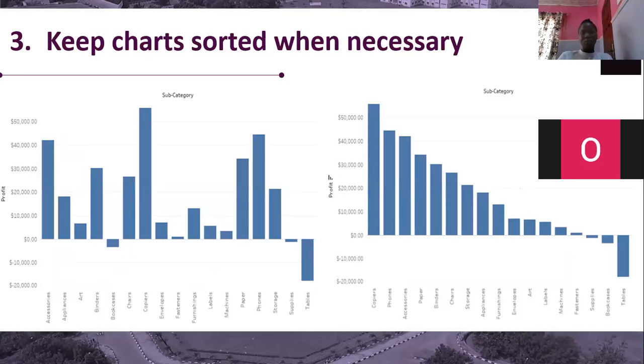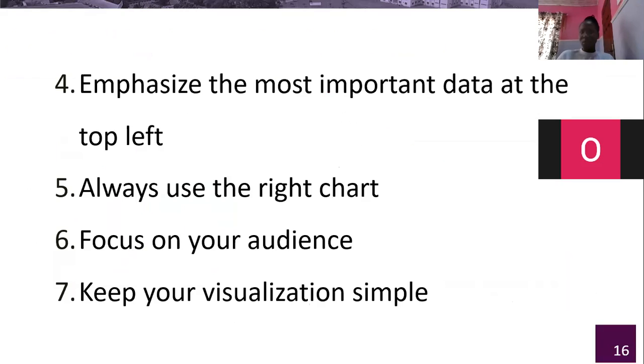Keep the chart sorted when necessary. This makes it more visually appealing to your audience, and it also makes it easier to go through each bar in the chart. Then, emphasize the most important data at the top left, because when people read, they read from left to right and from top to bottom. So putting the most important data you want them to see first at the top left is always good. And always use the right charts, focus on your audience, and keep your visualization simple.